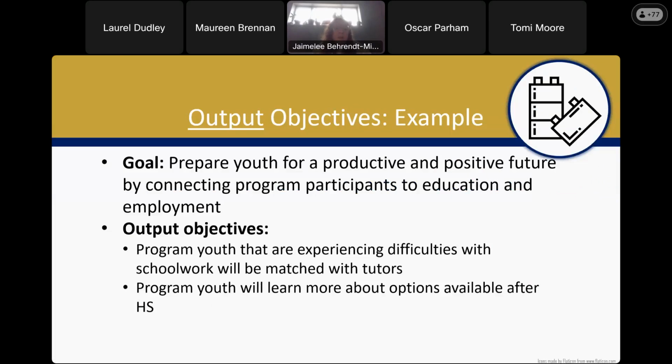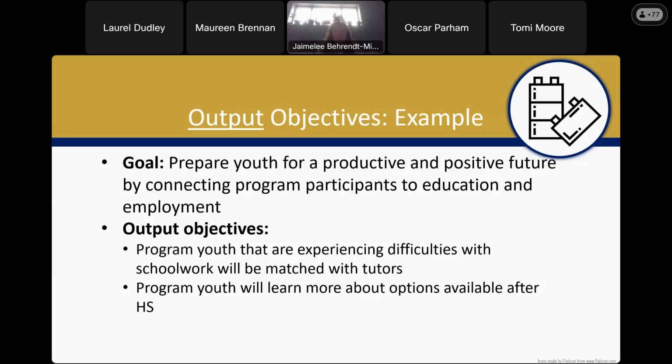And so again, if your goal is preparing youth for a productive and positive future by connecting program participants to education and employment, some of your output objectives could be: program youth who are experiencing difficulties with schoolwork are going to be matched with tutors. And then program youth who are participating are going to learn about options that are available after high school, right? So you're able to connect them to education, you're helping them to do better in their education by connecting them with tutors, and then you're showing them the options available after high school, so that will connect them either to further education or to employment after they've graduated.